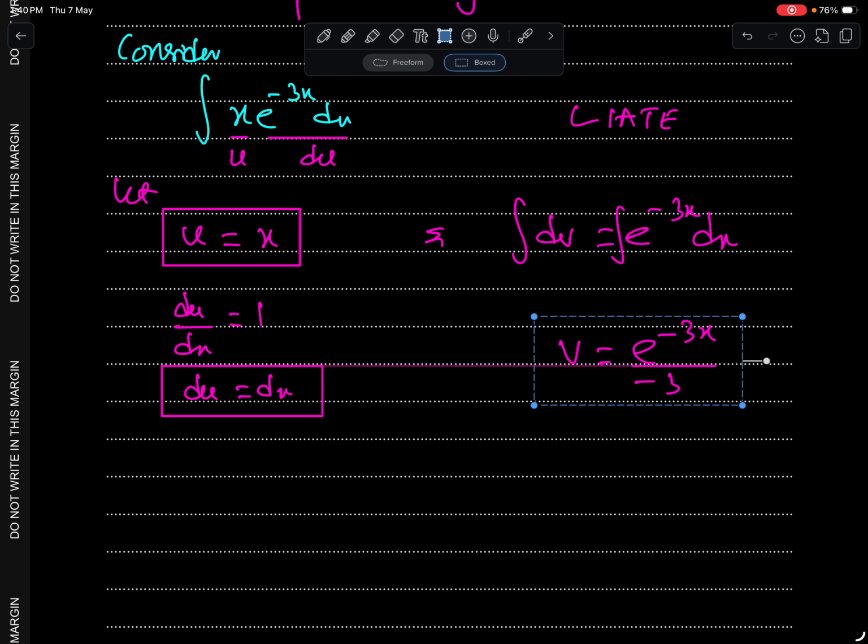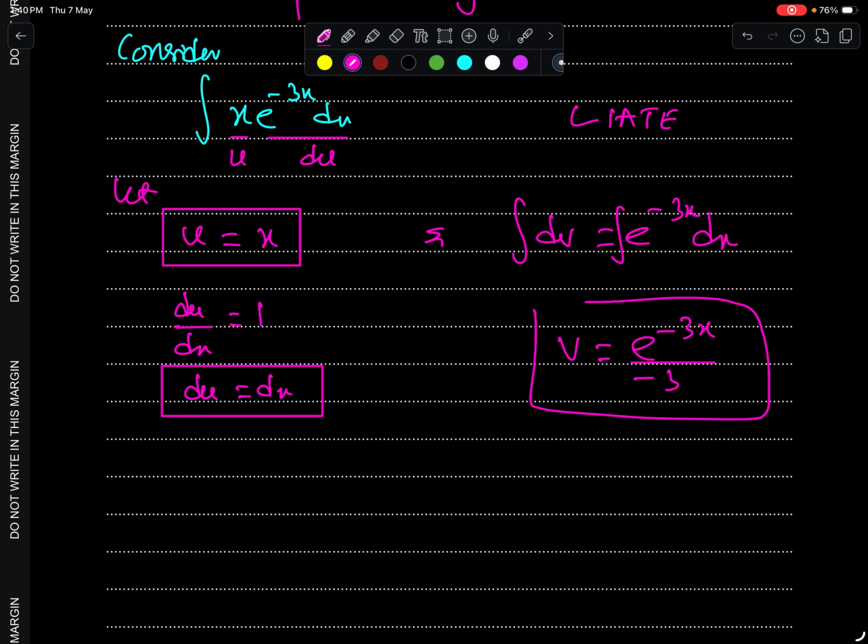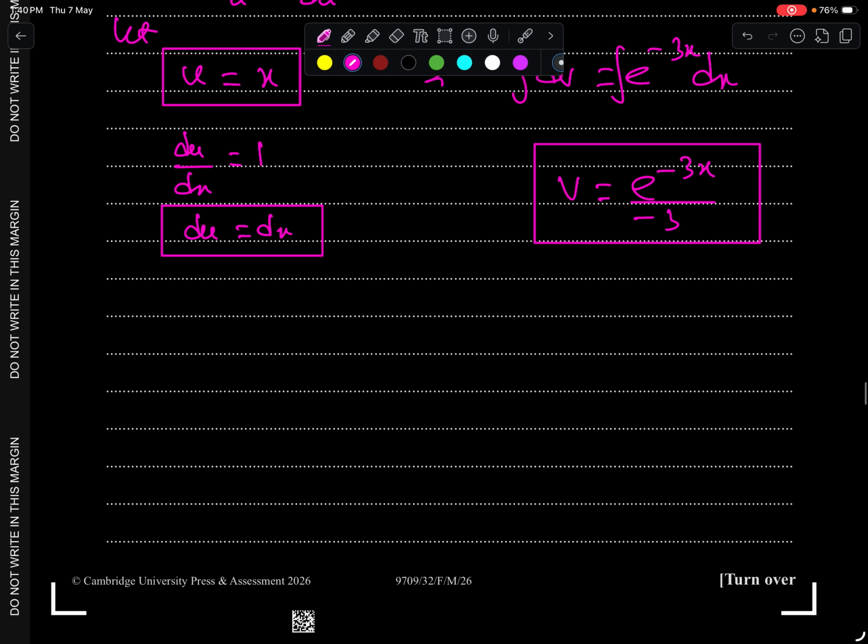Right? Box it as well. Now the by parts formula. Here is the by parts formula: uv minus integral v du. Write the question on the left side, which is integral x e^(-3x) dx.